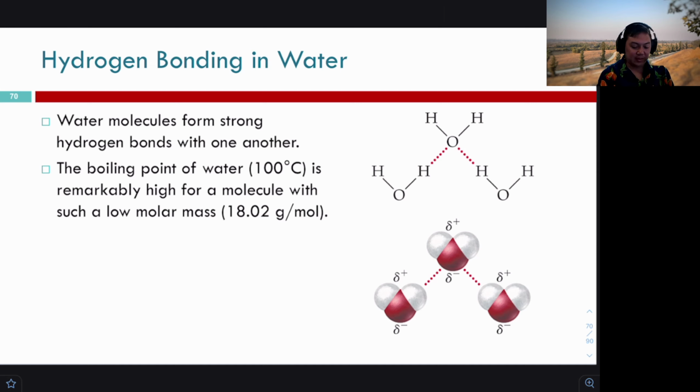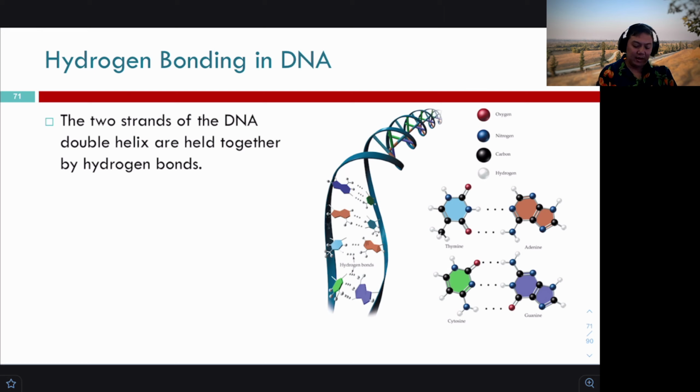When it comes to DNA, hydrogen bonding is actually what holds DNA together, the separate strands of the helix. The base pairs that code your DNA have hydrogen bonding sites so that they can hydrogen bond with the opposite base pair, which I think is pretty cool.